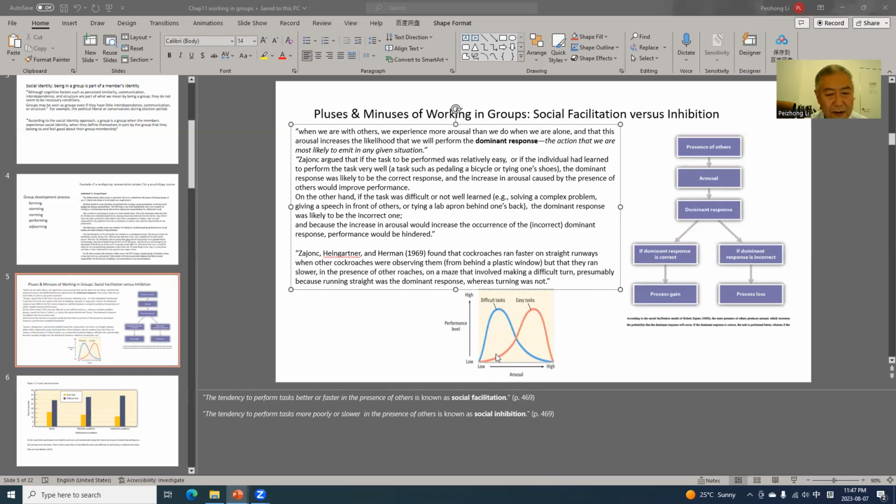But a difficult task, for example, would be gymnastics. You do a complex gymnastic routine, tumbling, and all those acrobatic moves. You need to be calm. You need to be focused. You don't want to be anxious and highly aroused. That would harm performance. And the presence of other people increases arousal.